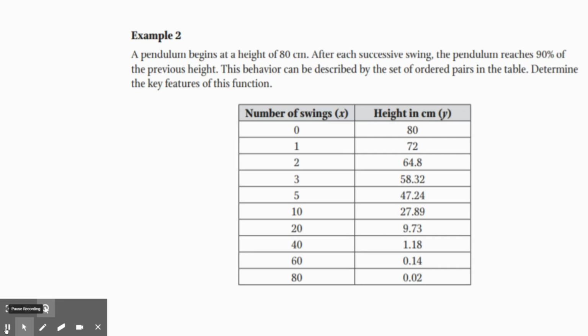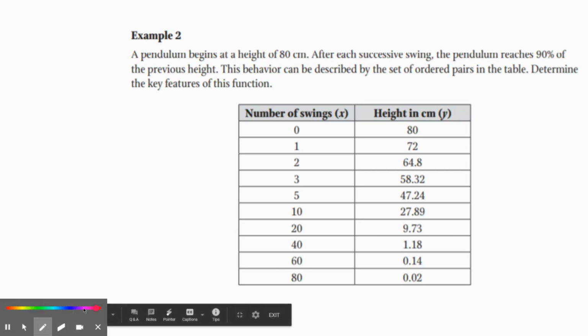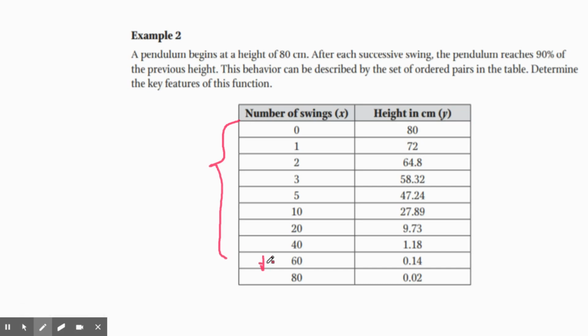Example 2, a pendulum begins at a height of 80 centimeters. After each successive swing, the pendulum reaches 90% of the previous height, a behavior that can be described by the set of ordered pairs in the table. Determine the key features of this function. We're going to go ahead and graph it, but even before we graph it, you can kind of see as x is getting larger, you can tell that this will be a decreasing function because the y values are getting smaller.